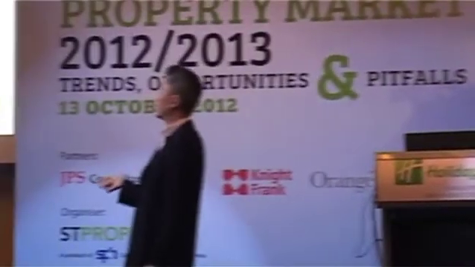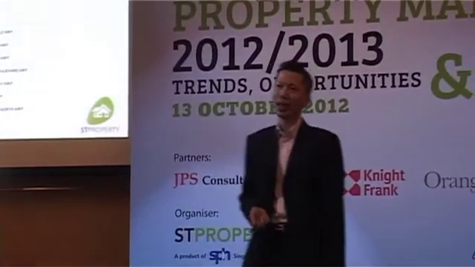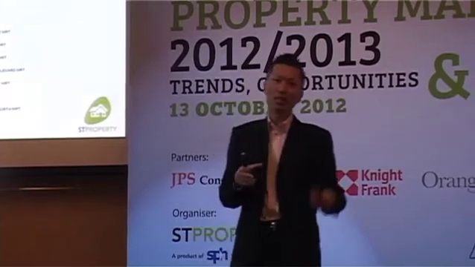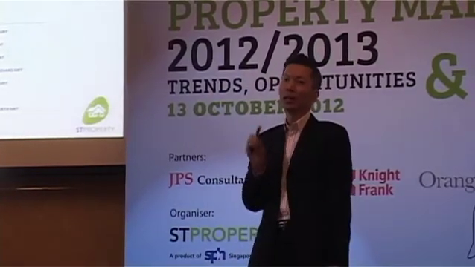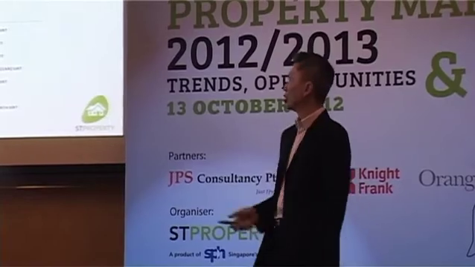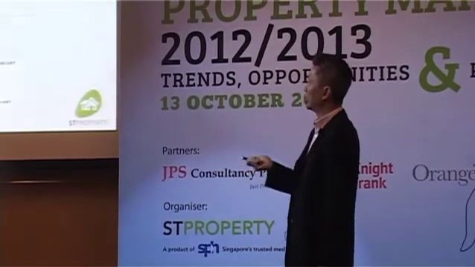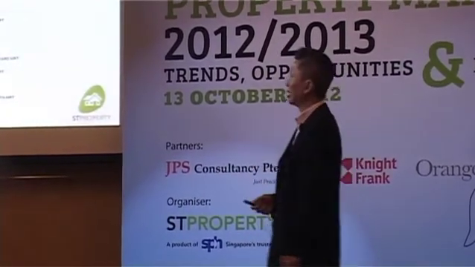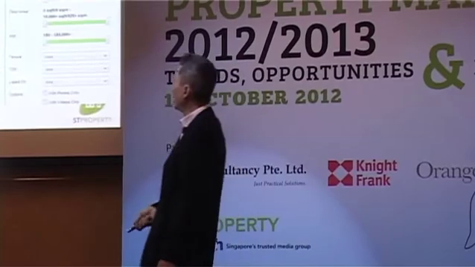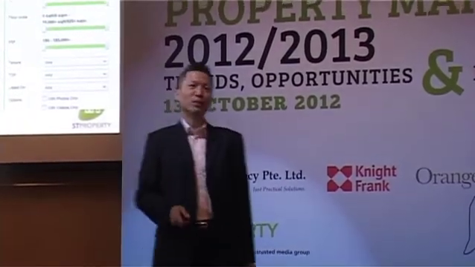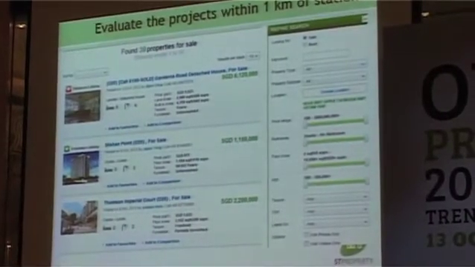If you scroll down, we have the upcoming lines, like the Downtown Line and Thomson Line. So STProperty have engaged experts to plot all the upcoming MRT stations on a map, so that we are able to determine for you which are the properties that are near the upcoming MRT station. In this case, if you have chosen Thomson Line, you can choose Upper Thomson MRT. And then you'll see a list of properties that are within 1 kilometer from Upper Thomson MRT station.